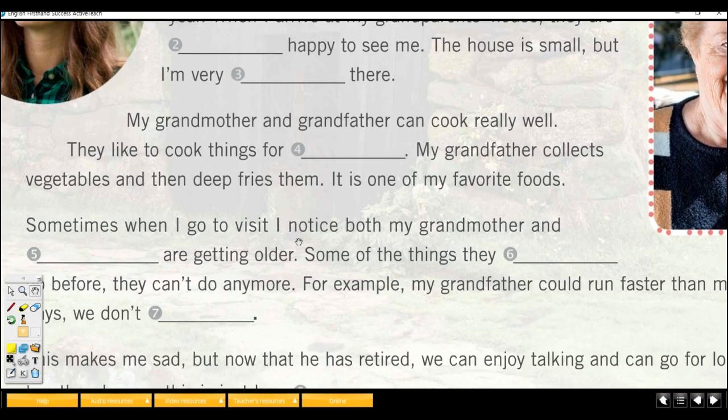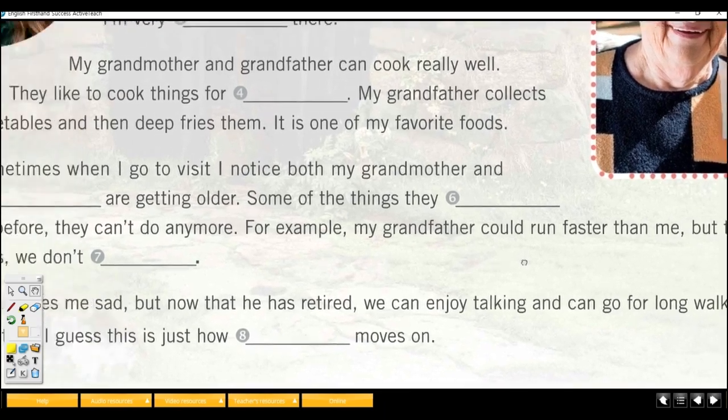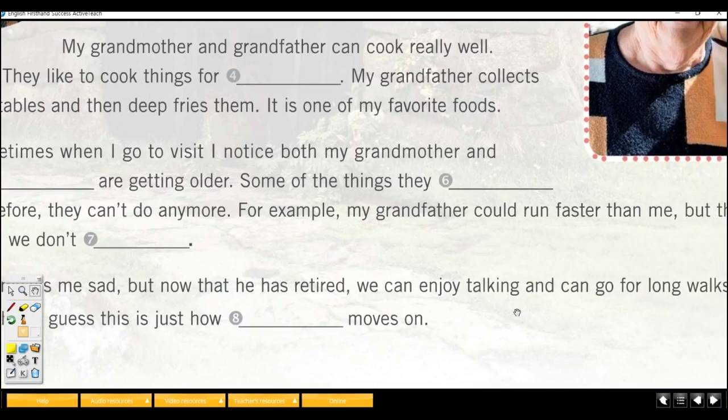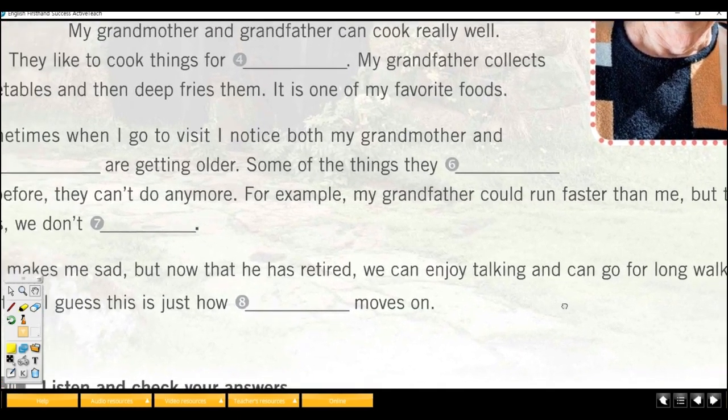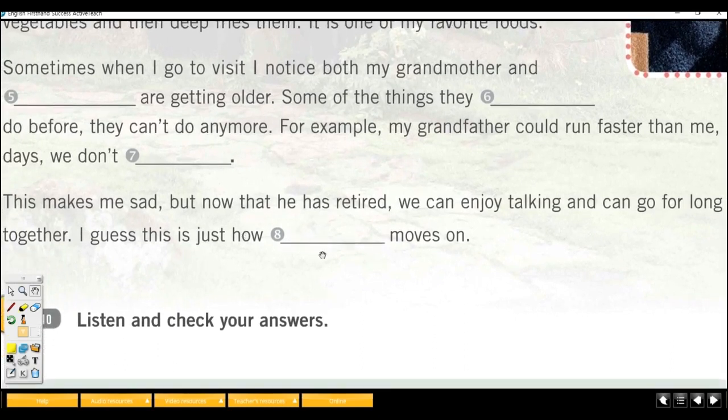Sometimes when I go to visit, I notice both my grandmother and somebody are getting older. Some of the things they do before, they can't do anymore. For example, my grandfather could run faster than me, but these days we don't something. This makes me sad, but now that he has retired, we can enjoy talking and go for long walks together. I guess this is just how something moves on.